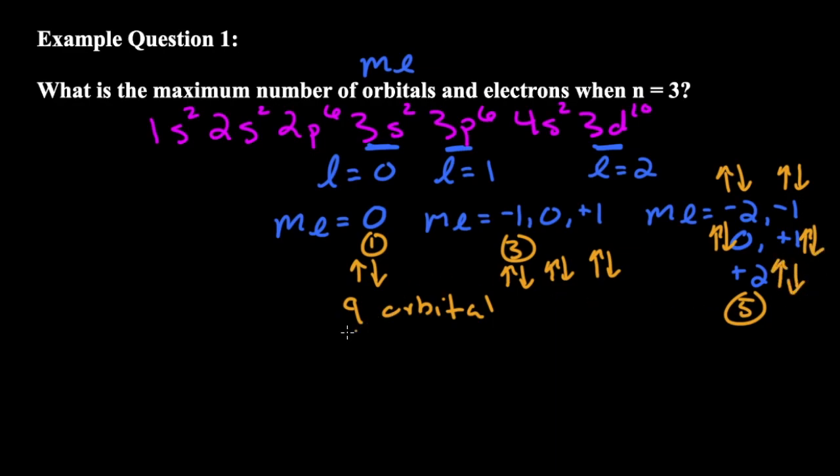So really what we could do is we could just take this 9 and multiply it by 2 to get the number of electrons that would fit. So that would be 18 electrons.